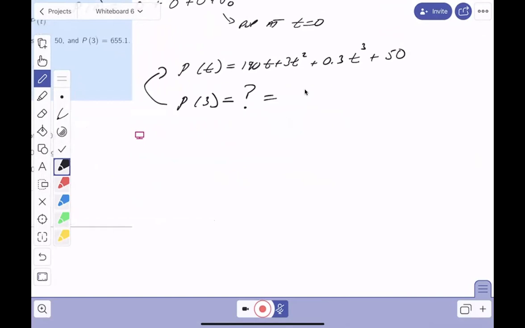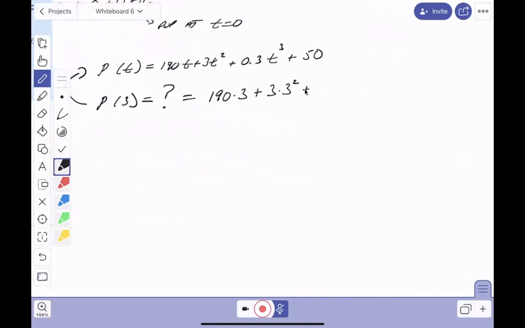So let's write this down. What's P of 3? 190 times 3 plus 3 times 3 squared plus, I'm going to write this a little differently, I'm going to write it as 3/10. The reason for that is I don't like using the decimal. We'll talk about that later though. And then 3 cubed plus 50. And this is the population at 3, which means 3 days. What's this number over here going to be? The number of insects.